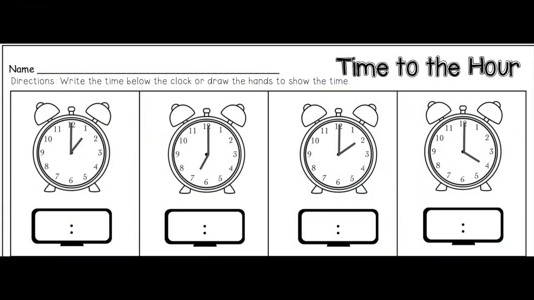Pause the video here to really take a close look at the analog clocks and then write the digital time. There's only 4 problems here, so your 5th one will be your own clock. Have fun!